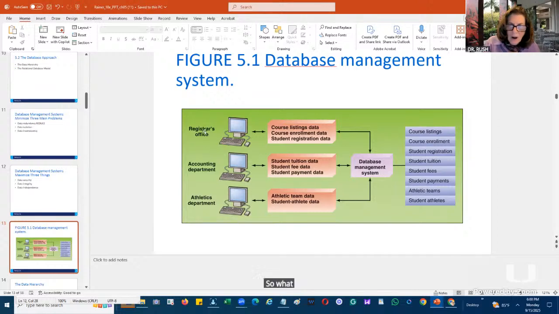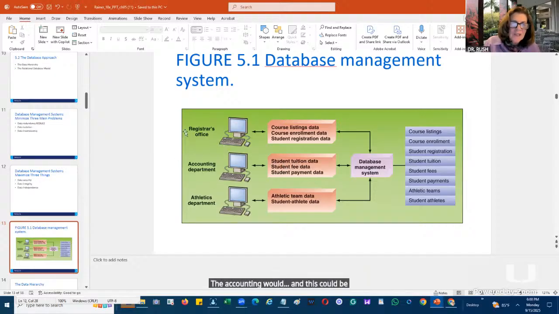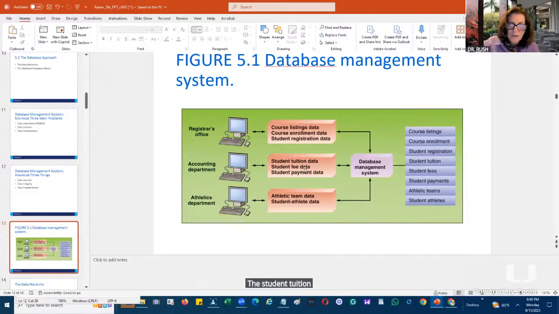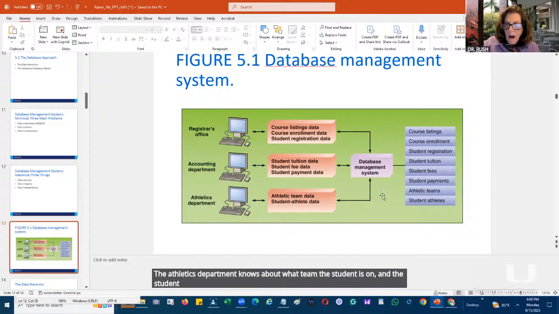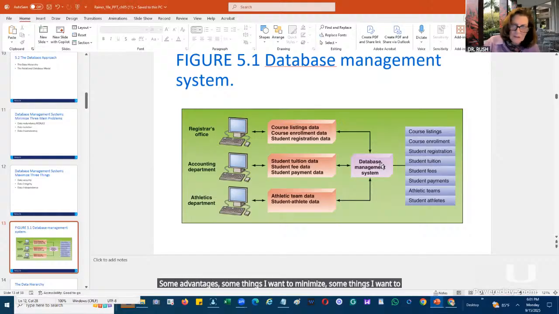So what the registrar would produce is the listings, the course enrollment, the student registration data. The accounting would, and this could be the accounting part, and this could even be financial aid, produce the student tuition data, the student fee, the student payment data. The athletics department knows about what team the student is on and the student data. All of this gets into the database management system. You can see some advantages, some things I want to minimize, some things I want to maximize.